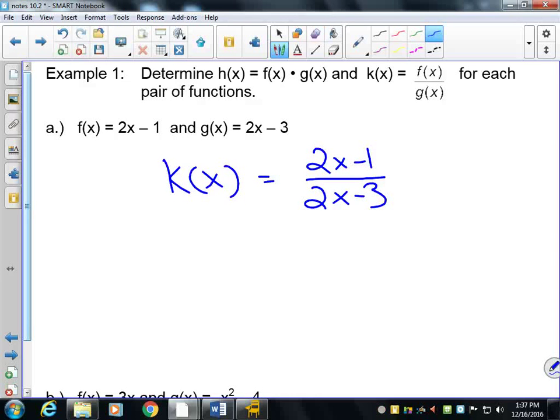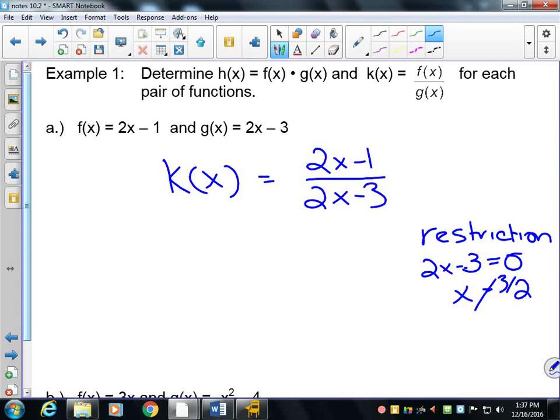We're done. Okay? If it asks for a restriction, what can the denominator not equal? So I'm just going to write restriction. 2x minus 3 equals 0. So x is equal to 3 divided by 2. So x cannot equal 3 halves. Why can it not equal 3 halves? That's where the bottom, or the divide by 0, is, right? And so that doesn't exist there. In the graph, you'll have a big asymptote at that point. Okay?